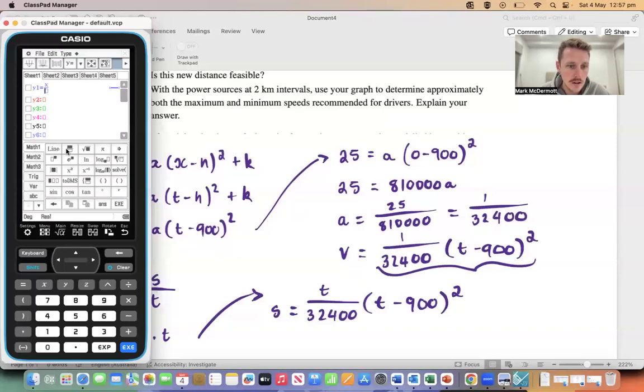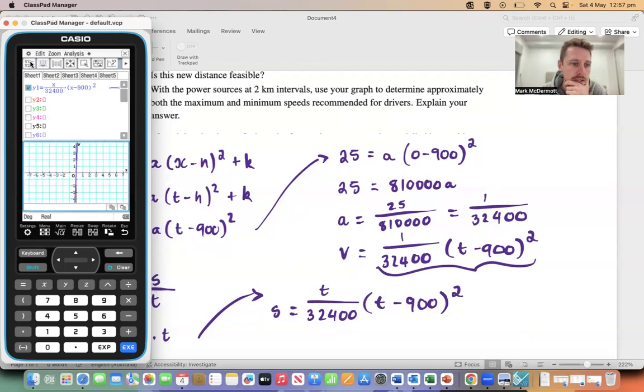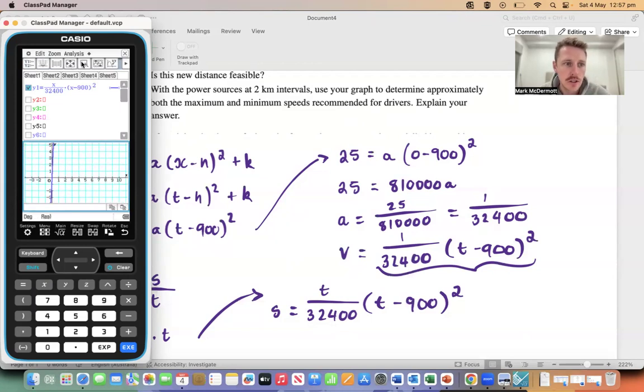Okay, we're going to graph this and we're going to go keyboard. All right, we can't use T on the calculator. We have to use X. 32400 multiplied by X minus 900 squared. If we tick that and then graph it, we're going to get something like this. And it doesn't look like it's fully graphed it, but we just need to adjust our settings.